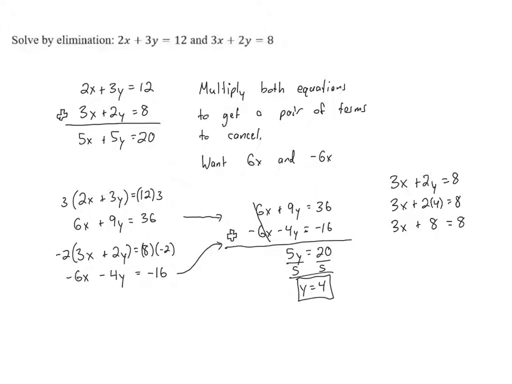To get the x alone, we're going to subtract 8 from both sides. This gives us 3x equals 0. And if we divide both sides by 3, that gives us x equals 0. So our final answer is x equals 0 and y equals 4.